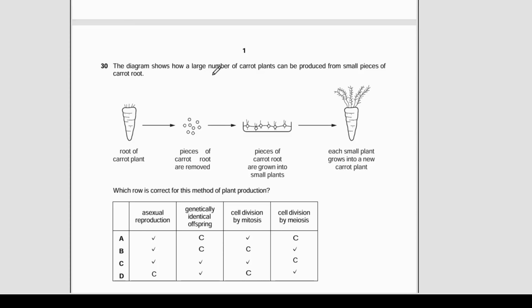The diagram shows how a large number of carrot plants can be produced from small pieces of carrot. Okay, so what type of reproduction is this? Asexual. Okay, so in asexual reproduction there would be genetically identical plants. Yes or no? Yes. Would there be cell division by mitosis? Yes. Will there be cell division by meiosis? No. So which one is the answer? C.